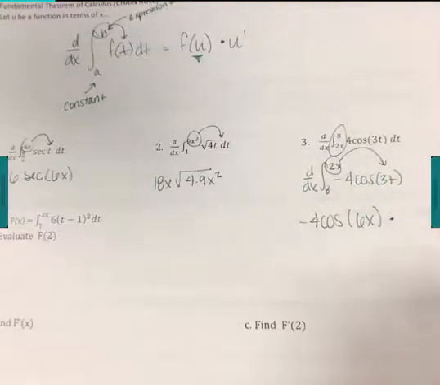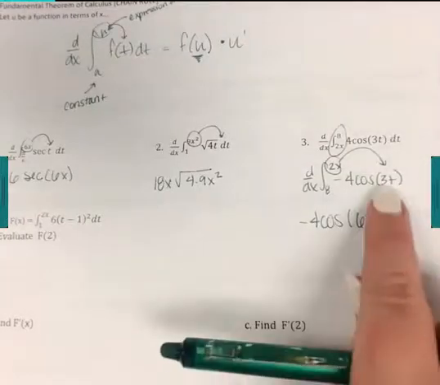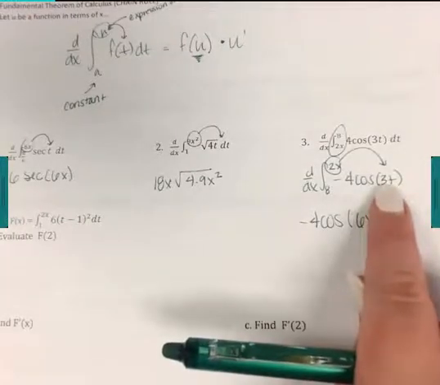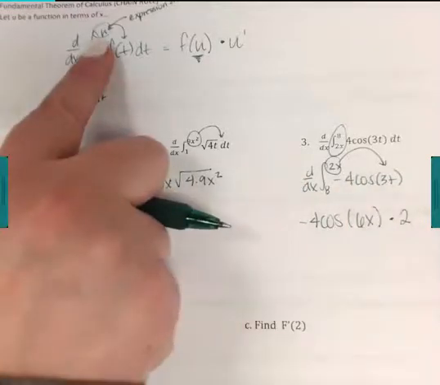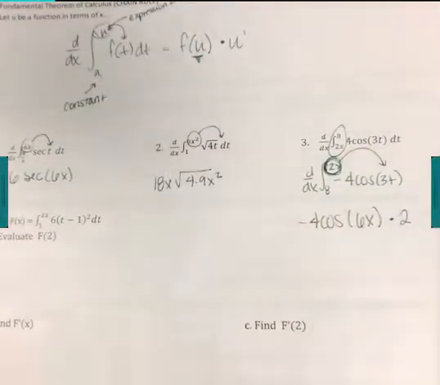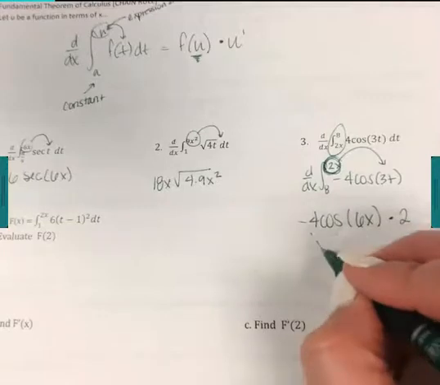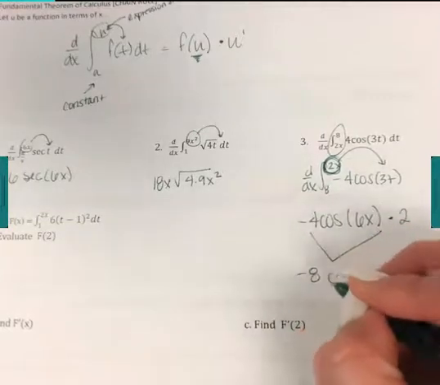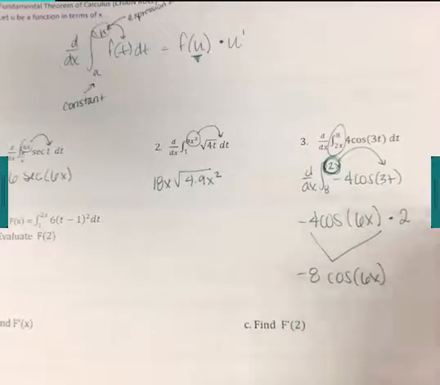A 2. Now, why am I not multiplying by a 3? That's not u. Where was u? At the top. This is u. So u prime is the derivative of the endpoint that you just subbed in. Does that make sense? So I'm going to multiply by 2. Negative 4 times 2 gives me negative 8. Make sense?